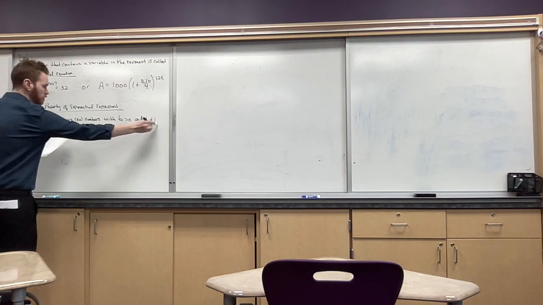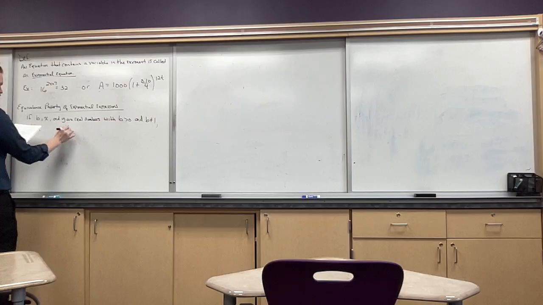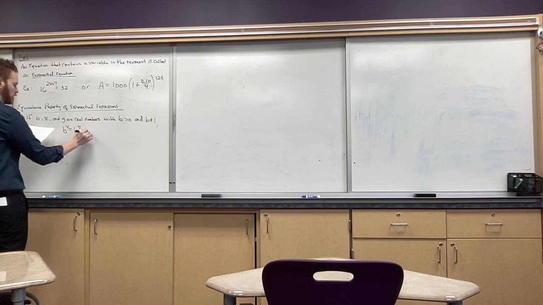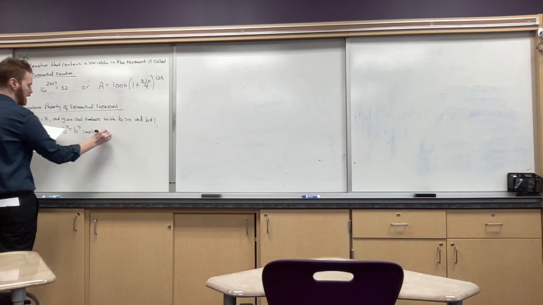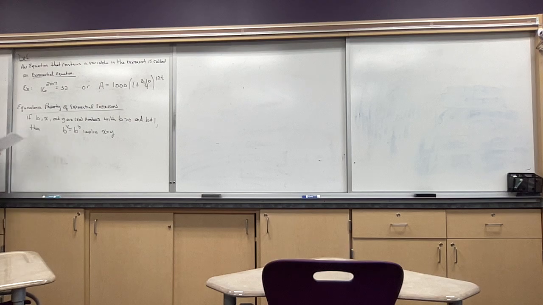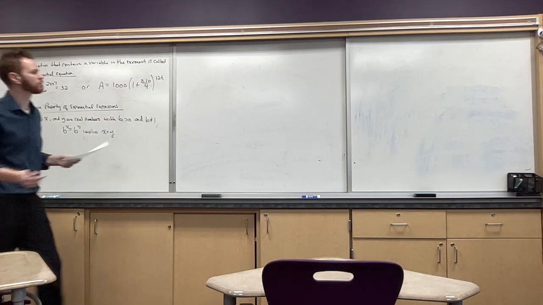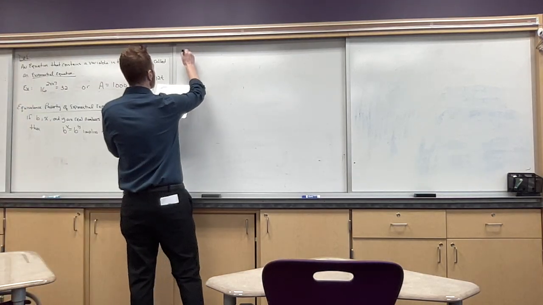Okay, then b to the x equals b to the y implies that x has to equal y. Okay? Which makes sense. If you have the same base, then those exponents have to be equal to each other for that whole thing to be equal. There's no other option. All right? So let's try it out.